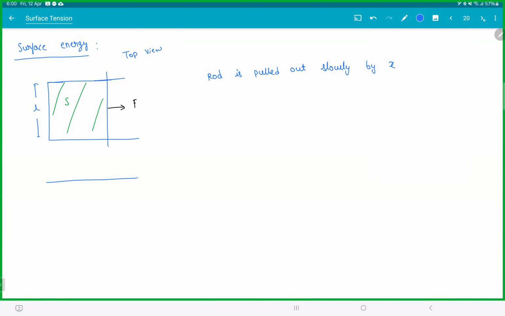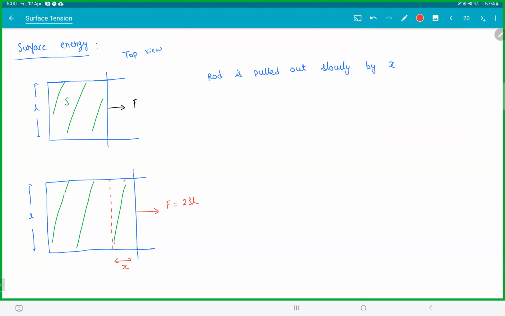And then your diagram becomes like this. The soap film has increased by X. And this force F will be 2 into S into L.